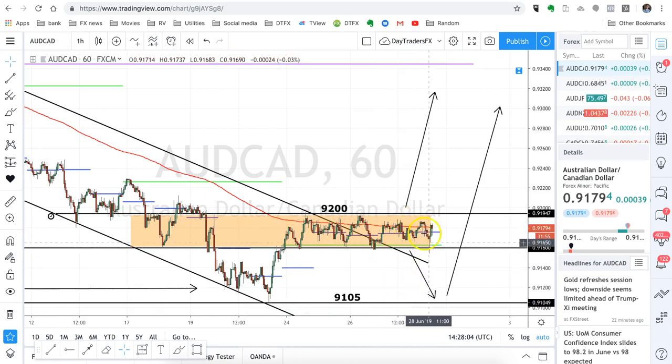Okay, so Aussie CAD's looking good right here. If it dips down to 91.00, we'll add again and buy again. Here's something that I don't normally do too much, which is add to trades in profit, but if this breaks above 92.00, we'll buy above there.